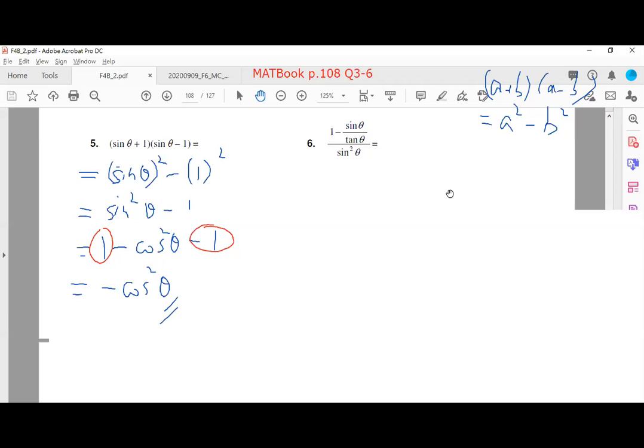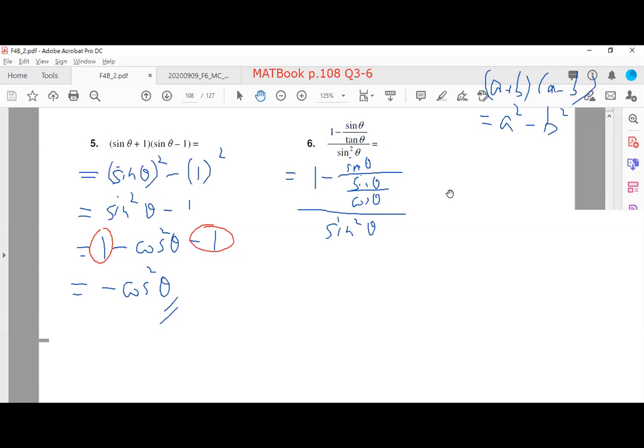Number 6. So 1 minus sine theta over tangent theta, divided by sine square theta. Again, when we see tangent theta, we need to handle the tangent theta first. So we will change the tangent theta to be sine theta over cosine theta, and then divided by sine square theta.